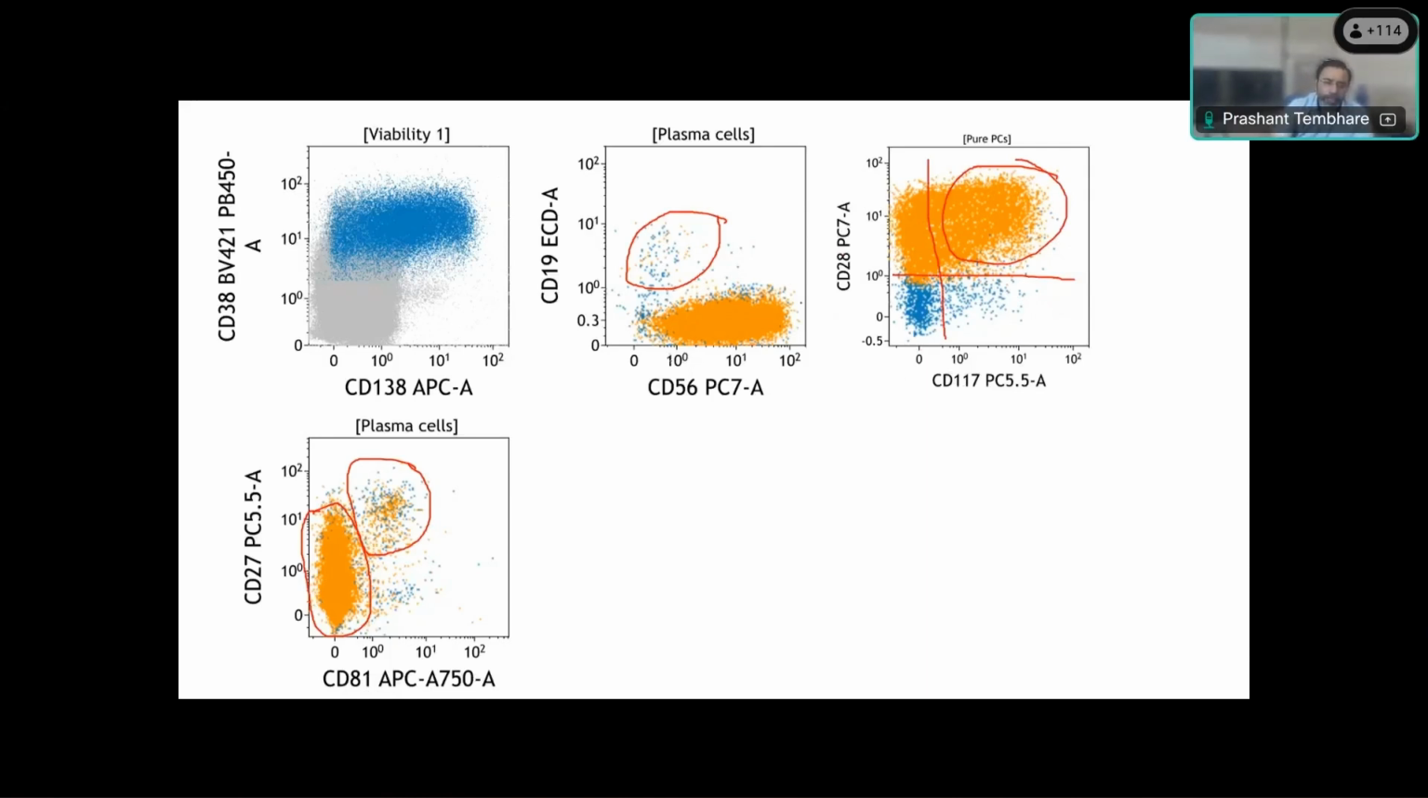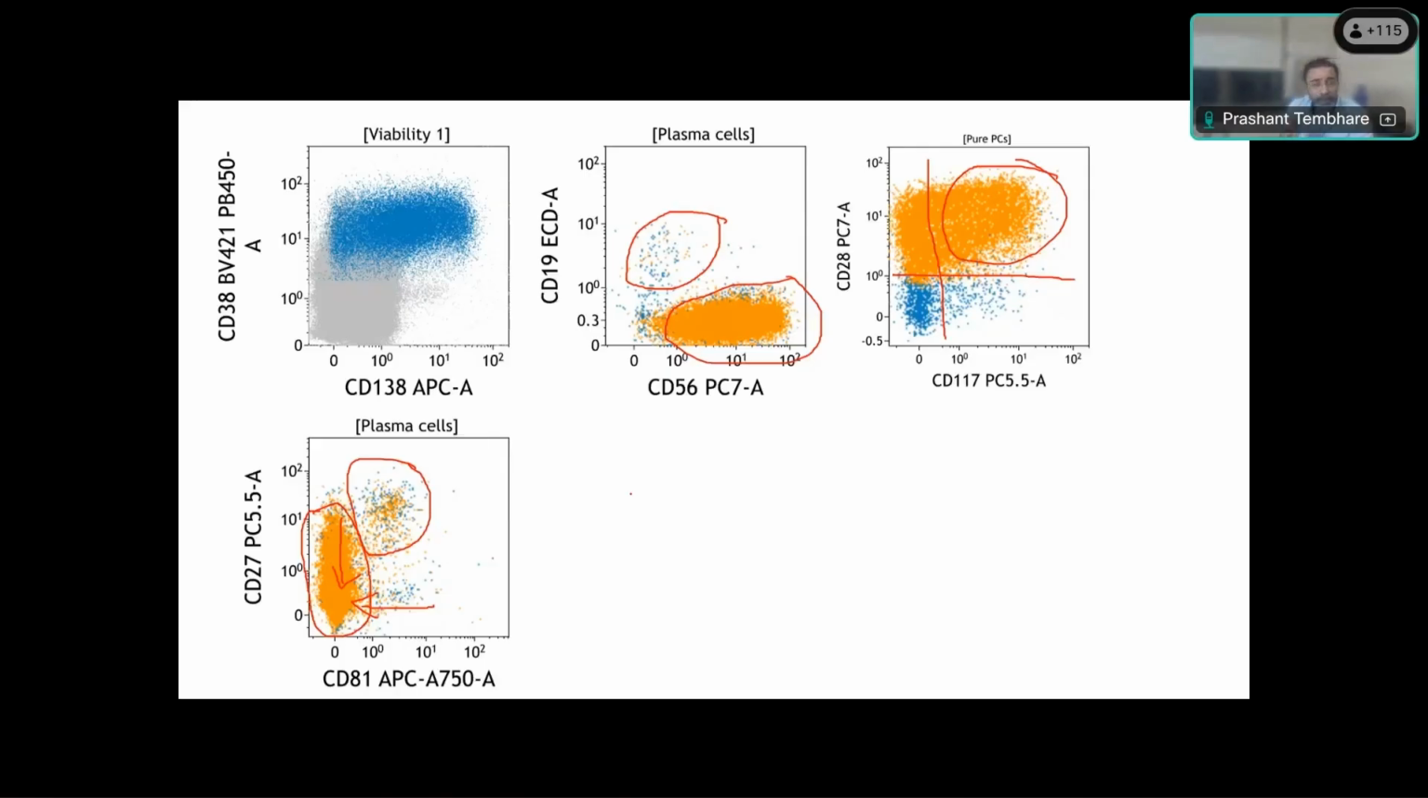Loss of CD19 and expression of CD56 are abnormal. Loss of CD27 is abnormal, and loss of CD81 is abnormal. So we look at multiple markers, because only one or two abnormalities are not enough to call a plasma cell abnormal. Even normal plasma cells can show weak expression or down regulation of CD19. That means loss of CD19 is not always abnormal. A subset of plasma cells usually shows down regulation or loss of CD19.